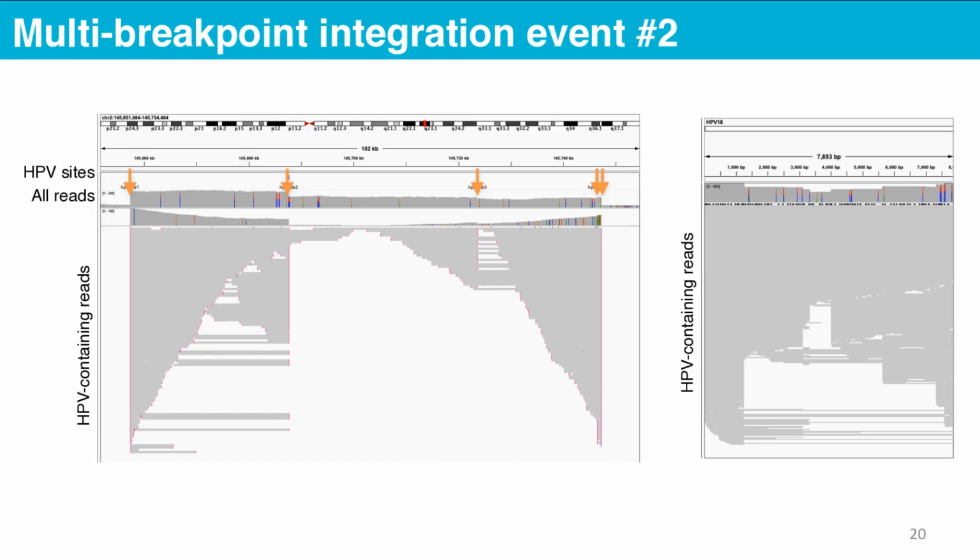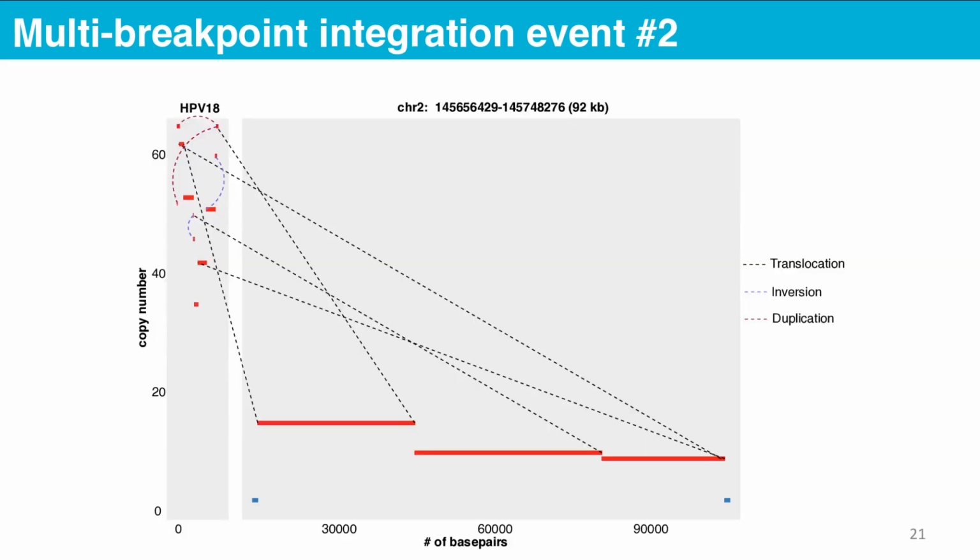So this is a multi-breakpoint event on chromosome 8 and has about 5 breakpoints across this region, and has several breakpoints also within the HPV 18 genome here. So you can see the copy number changes quite a bit within the HPV genome. So this gets rearranged as shown here. You can see all of the copy number segments, and there's quite a huge amplification of the HPV genome specifically.